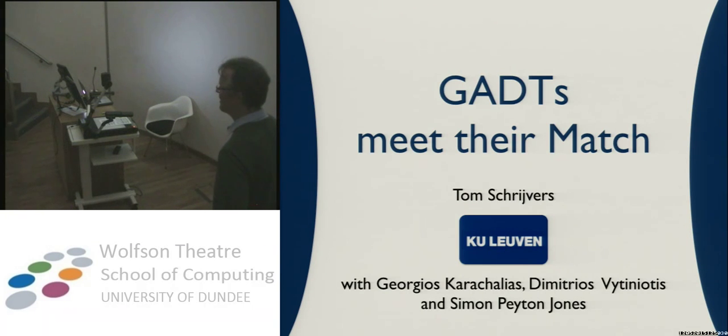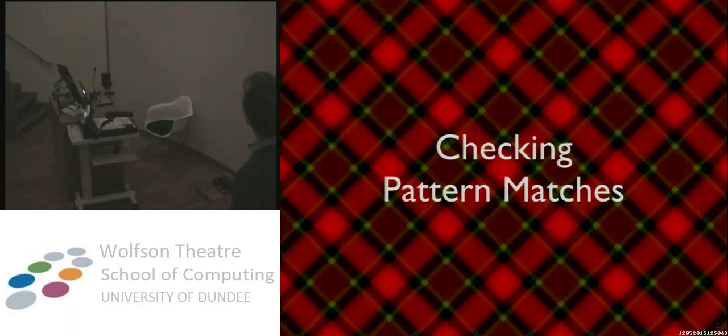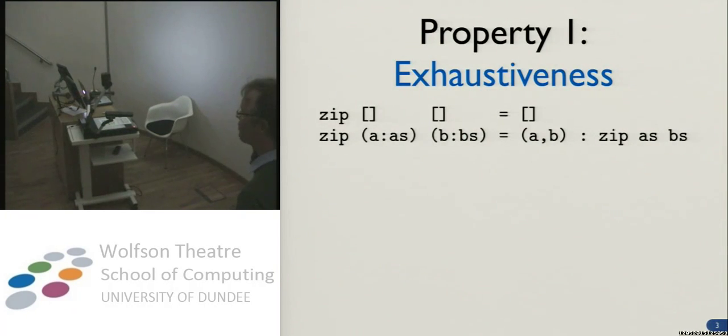So I'm presenting today's joint work with my PhD student, George, and two other people who live south of the border, so I'm not sure whether I'm supposed to mention them. This work is about pattern matching in the context of GHC, the Glasgow Haskell compiler, and checking or verifying these pattern matches. And there are two properties that we want to check for.